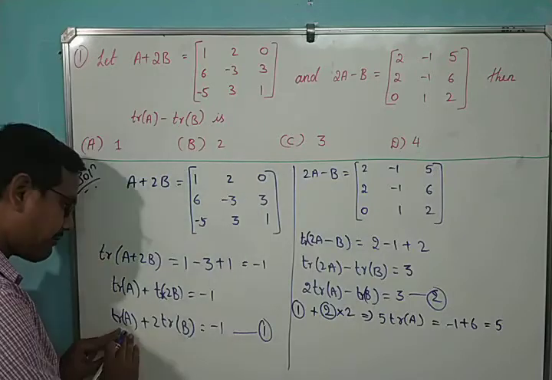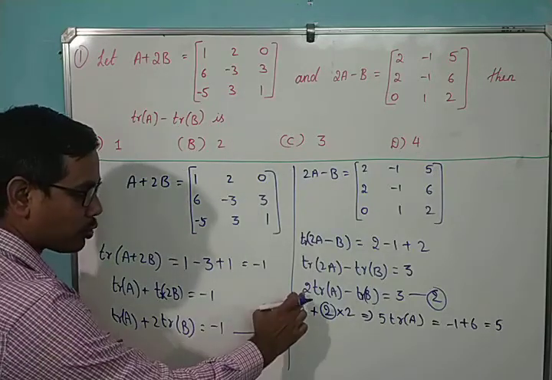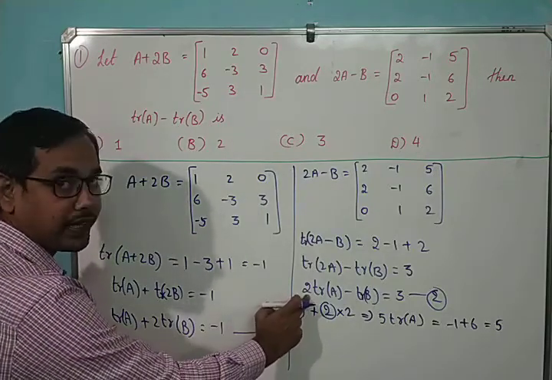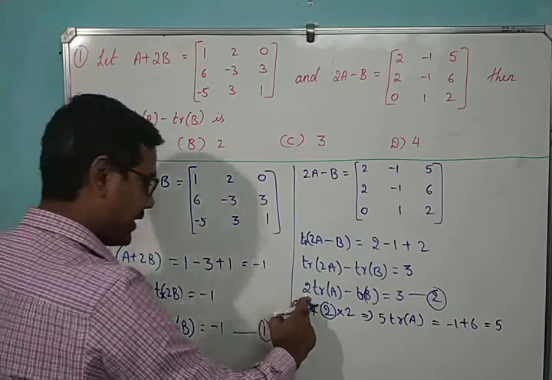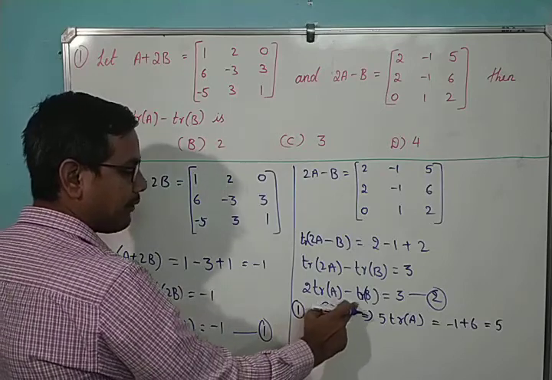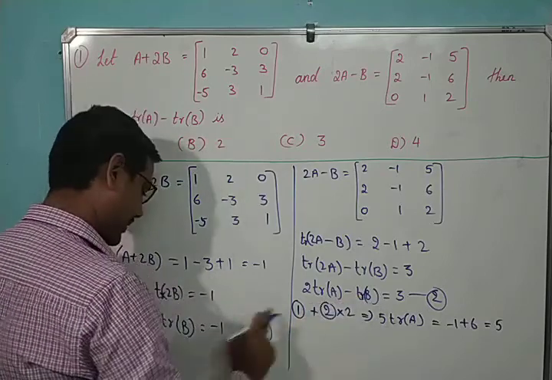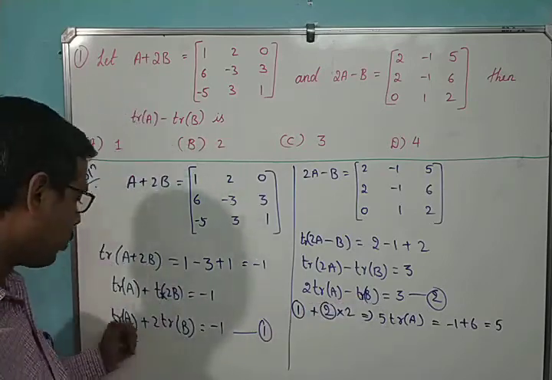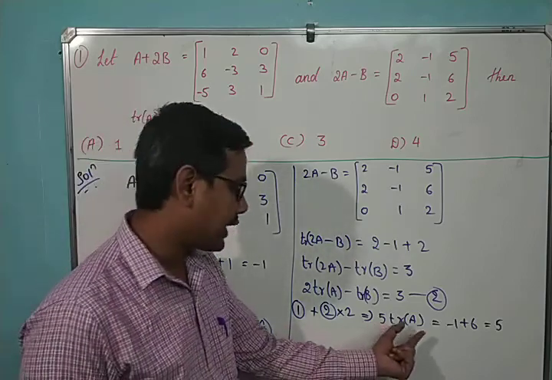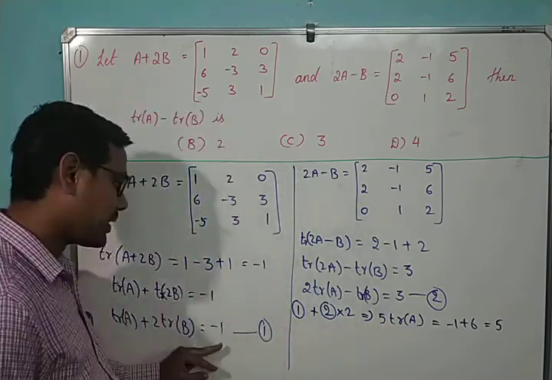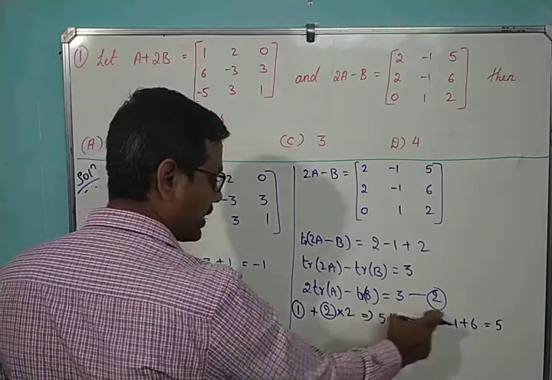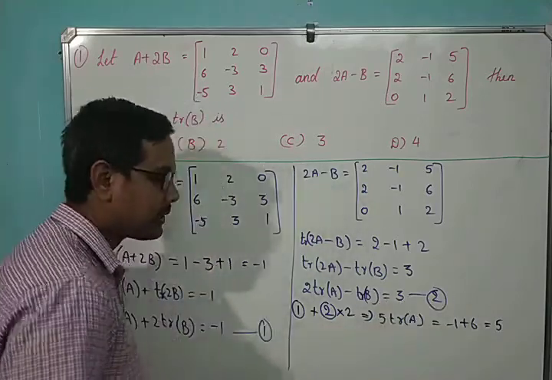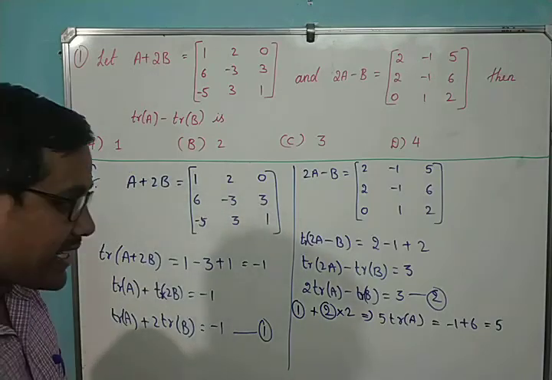Why? Because in equation 1 we have trace A plus 2 times of trace A. 2 times of trace A here is 4 times of trace A plus trace A, 5 trace A. And here 2 trace B I am having minus 2 trace B. That will get cancelled. So trace B and trace B will get cancelled. Only what remains is 5 times of trace A. And here minus 1 as it is plus 2 times of this equation. 2 into 3 is 6. So minus 1 plus 6 is plus 5. 5 times trace A is 5.